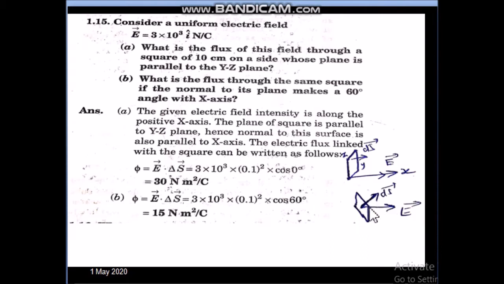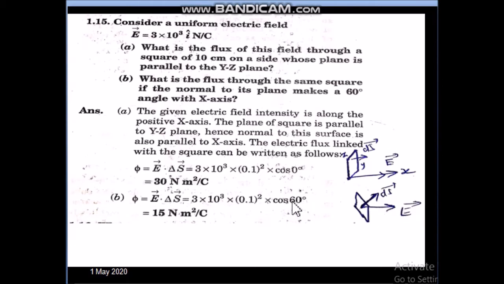This way we have obtained the direct angle between ds vector and E vector, that is 60 degree given. So always what you have to do, whichever surface is given, you have to take a normal vector to that surface. Then you have to find out the angle of this normal vector with E direction. So in this part it is given directly 60 degree.